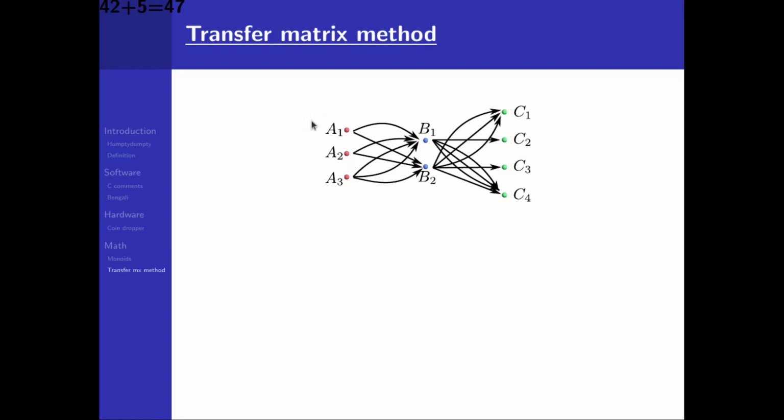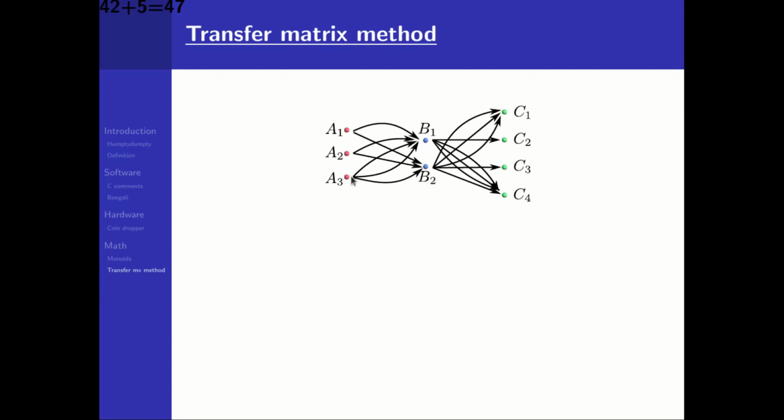Here I have shown you some airlines. These are different cities, some airports, A1, A2, A3, B1, B2 and C1 to C4, and these arrows show the airlines connecting them. Suppose I ask you the question, how many routes are there that go from A3 to C4? Now how do you compute them?